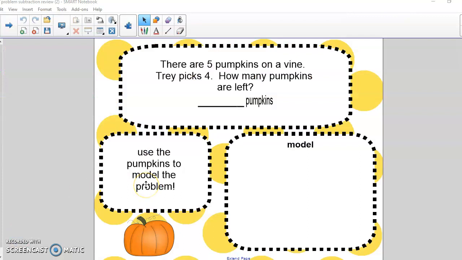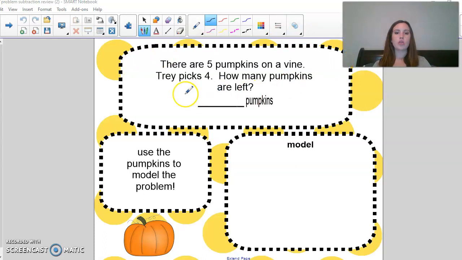All right, remember when we were doing our addition word problems, we always circled our 2 important numbers. So let's make sure you're circling your 2 important numbers. There are 5 pumpkins on a vine. Trey picks 4. How many pumpkins are left? So I'm going to go back and circle my 2 important numbers. Do you see the 2 important numbers? Awesome. I see number 5 and I see number 4.